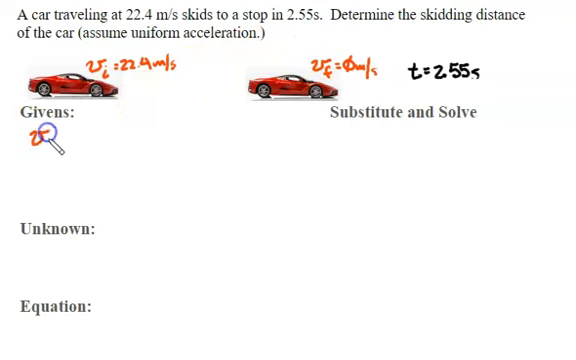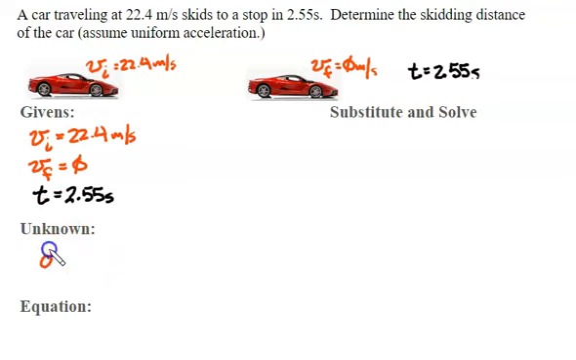So velocity initial equals 22.4 meters per second. Velocity final equals 0. And our time equals 2.55 seconds. The thing we want to know is displacement in the x, because it asks for a distance.